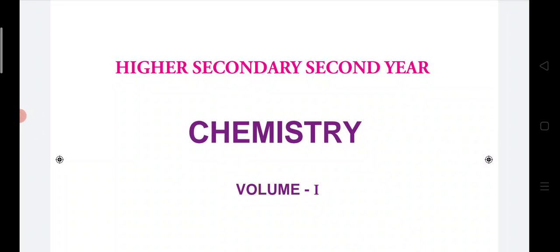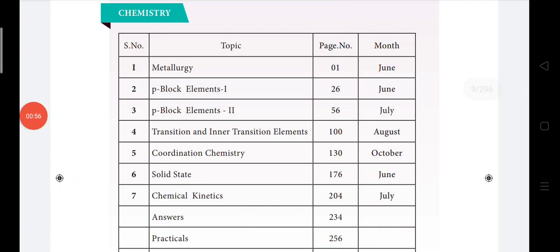Today we are going to start the first chapter, Metallurgy. The first chapter we have is Metallurgy, and in this volume 1, as I told already, we have 7 chapters. The first 5 chapters will be inorganic chemistry. That is, metallurgy also will come under inorganic chemistry. So we are going to start with this first chapter today.